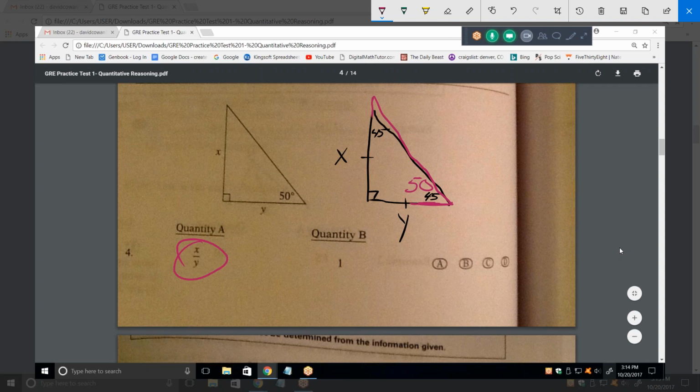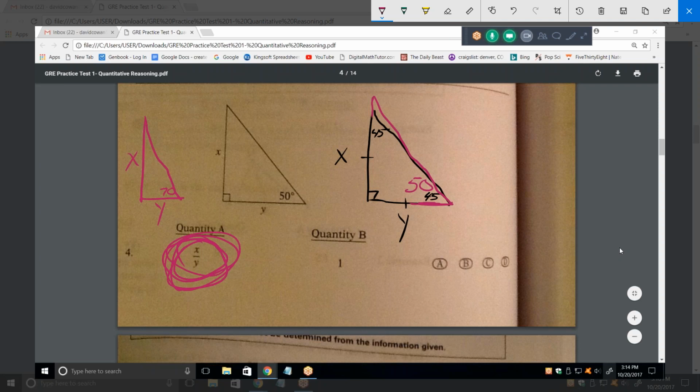No matter what x and y are, as long as this angle is greater than 45 degrees, then it's going to be bigger. Notice that if I had a triangle that had a really steep angle, in other words, that might be 70 degrees, okay? Well, now notice how much bigger x is than y. Yeah. So as that angle gets bigger, x increases its distance relative to y. So that's always going to be bigger if it's 50 degrees.